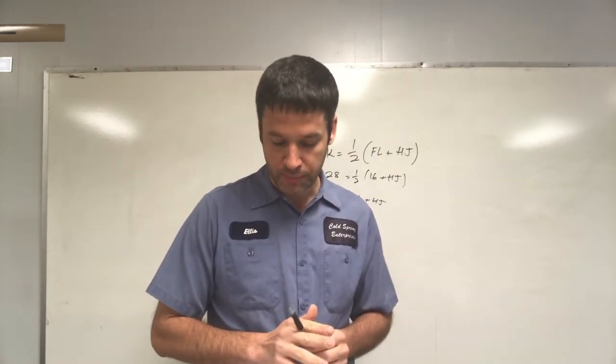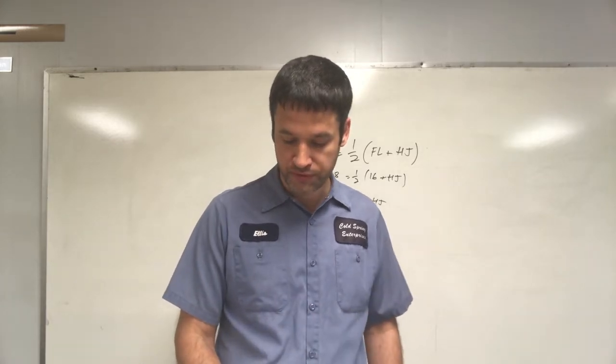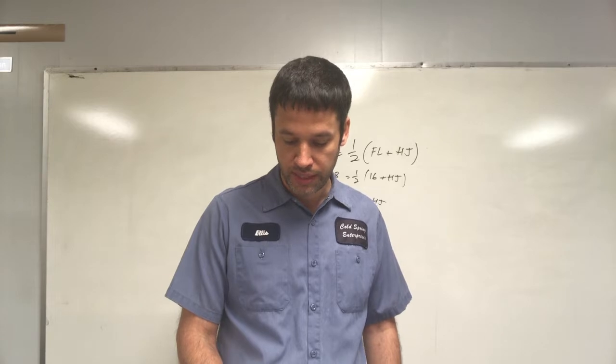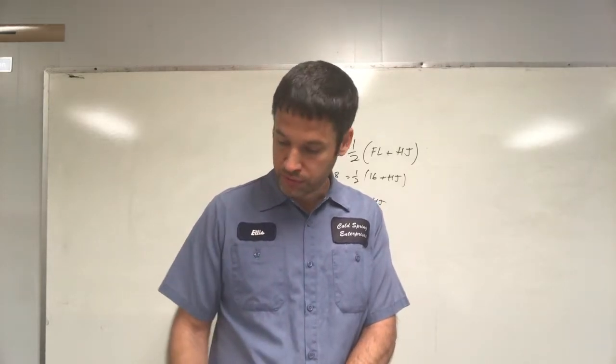So the sine is opposite over hypotenuse, which means it's 8 over 17. The cosine is 15 over 17. And tangent is 8 over 15. That is what you should have for 26.